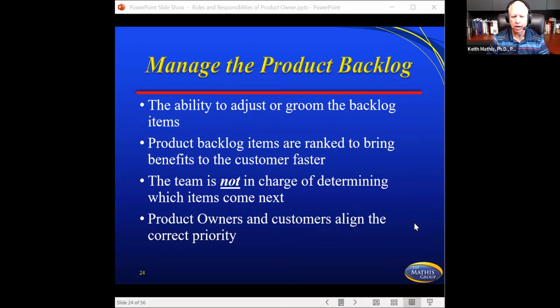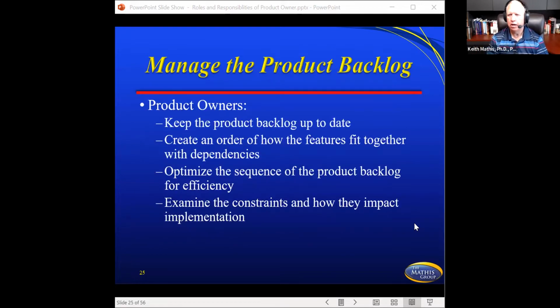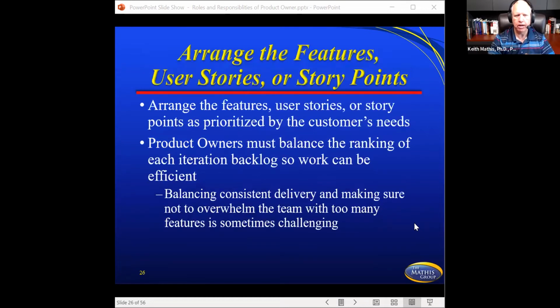And so of course there's going to be collaboration, and the product owner and customers would align the correct priority. In other words, that customer would be talking to the product owner. The product owner's in the team with everyone, talking to the team for clarity on all of these. So the product owner keeps the product backlog up to date, creates an order of how the features fit together, their dependencies. They optimize the sequence of the product backlog for efficiency. They examine the constraints and how they impact implementation. So that's their position, and the team obviously is going to influence that as well.